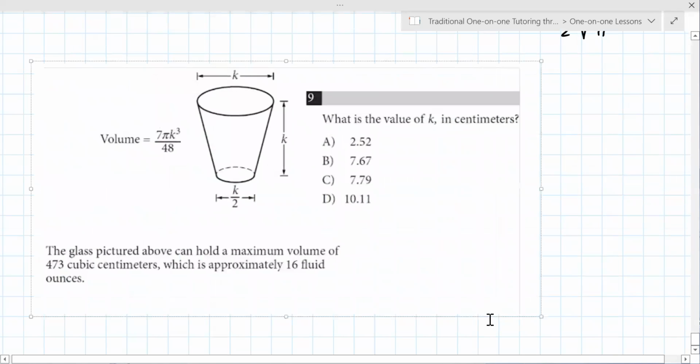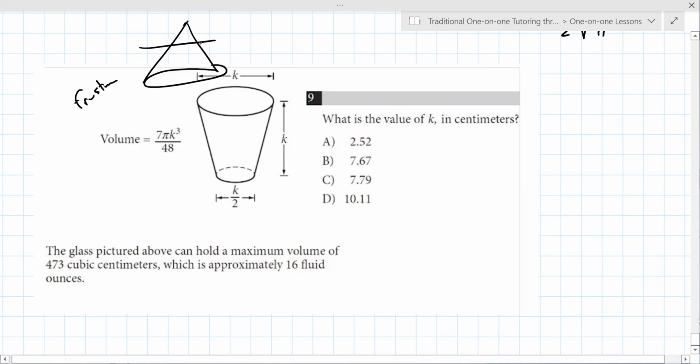Okay, go ahead and read the question for us. The glass pictured above can, nope, over here on the right. What is the value of K in centimeters? Yes. So K is some dimension of this thing. This is actually called a frustrum, which looks more like a wastebasket to me. It's a cone with the top cut off. It's a frustrum.